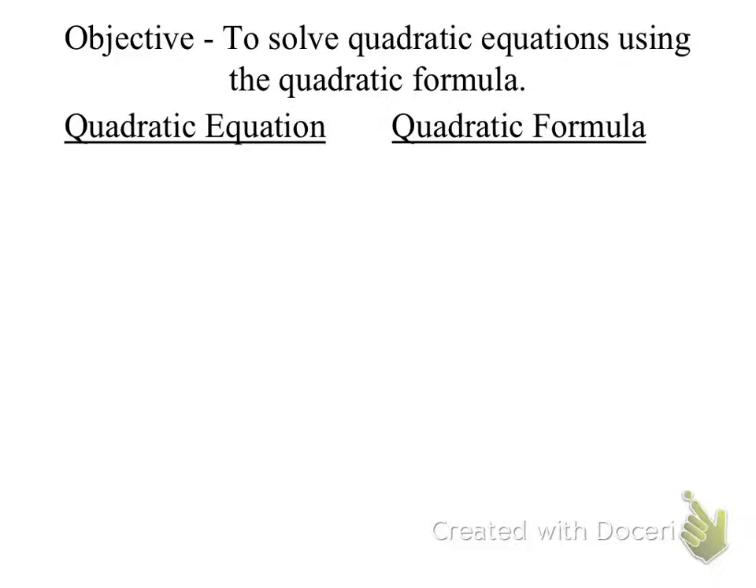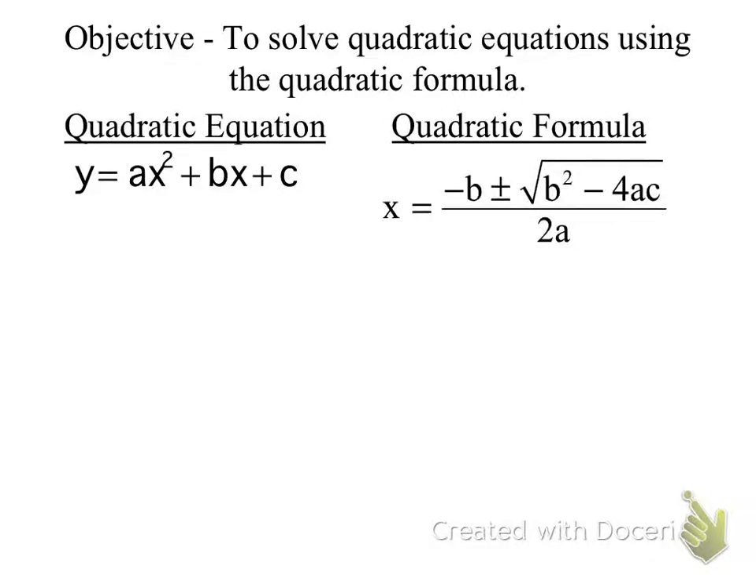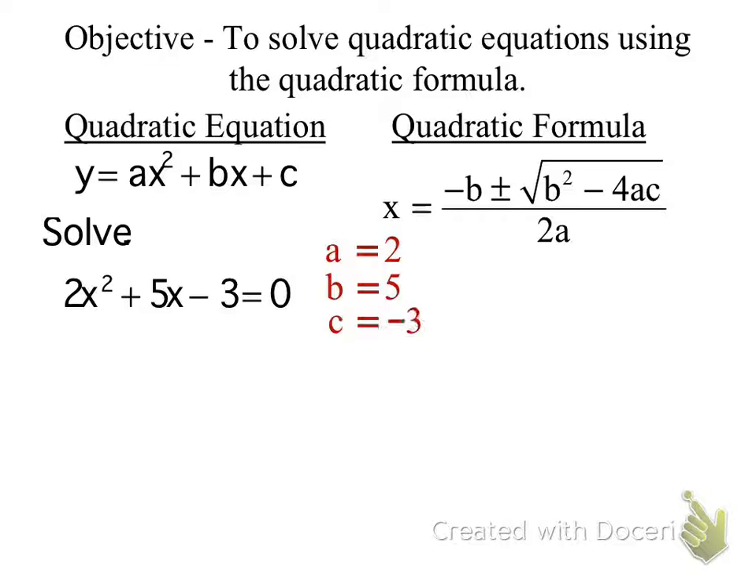Okay, so with a quadratic equation, the general formula for a quadratic equation is y equals ax squared plus bx plus c. So we take our a, our b, and our c. We figure out what the coefficient is, the a, the b, the c, and we substitute into the quadratic formula. So in this case, what would be a? 2. What would be b? Positive 5. And c? Negative 3. Perfect. And so we just substitute that in.